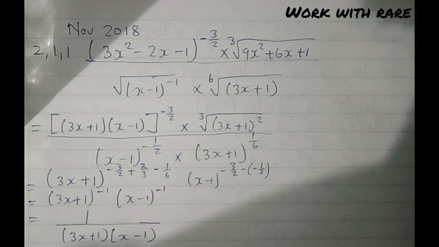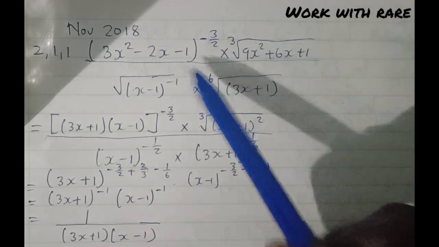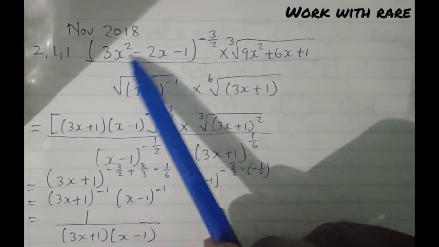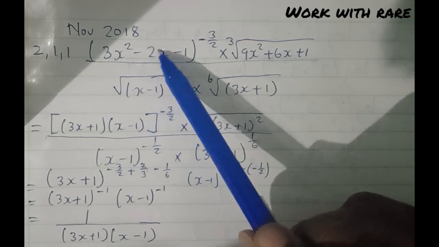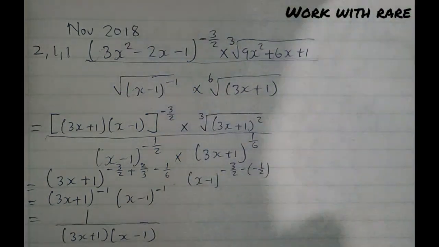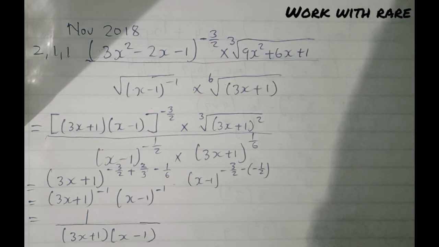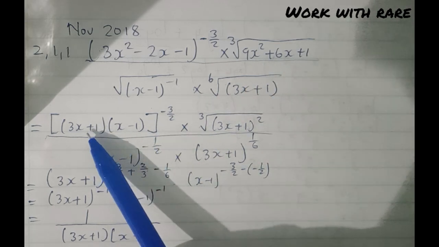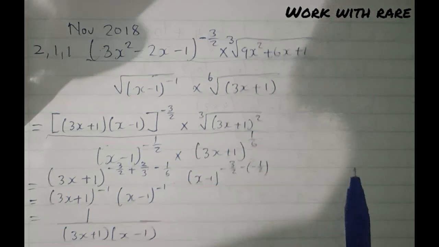So first step, now we are given a trinomial here. Okay, so we have to break this trinomial. To break this trinomial, we'll have to factorize. So for me to get 3x plus 1 and x minus 1, that's how I did it. Let me show you on another side.